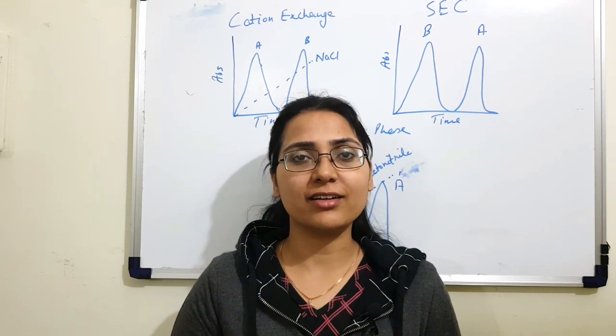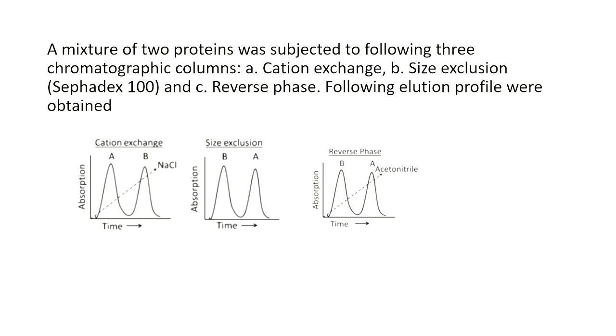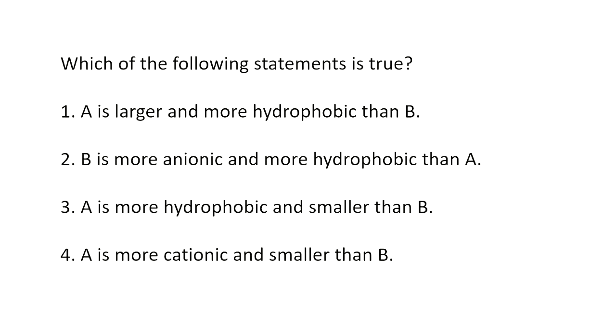So let's get started. Let's look at our first question, which is: a mixture of two proteins was subjected to the following three chromatographic columns: A. Cation exchange, B. Size exclusion on Sephadex 100, and C. Reverse phase. Following elution profiles were obtained. Which of the following statements is correct?